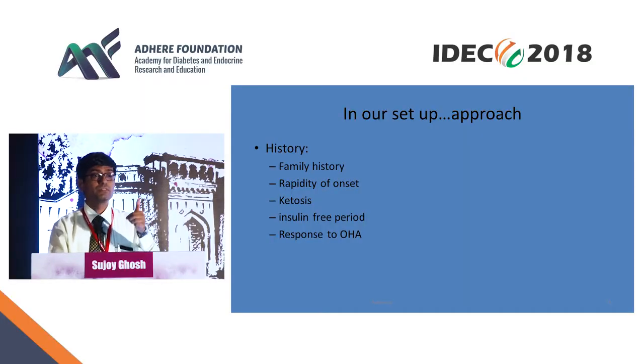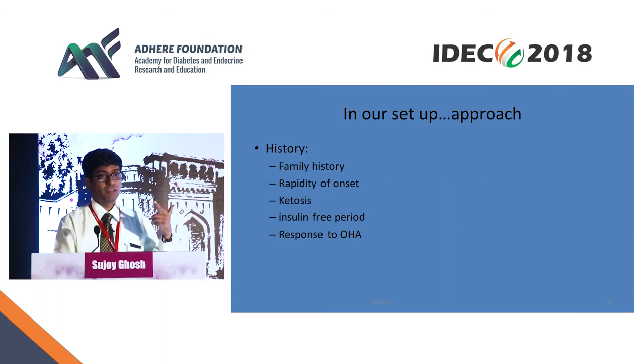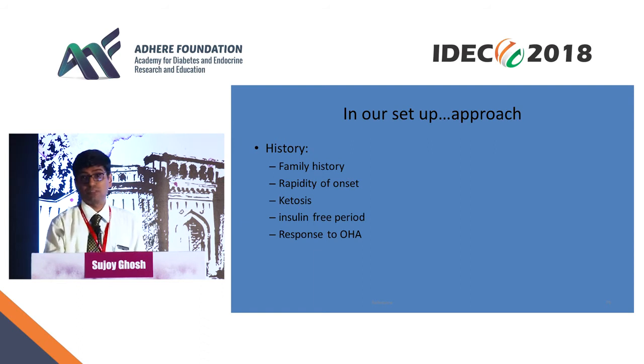So with all of those 6 cases in mind, when a child comes to you, what do you do in your day-to-day clinical practice in your basic setup? Of course, history is very important. The family history of type 2 diabetes is very important. Family history of MODY in successive generations is very important. The rapidity of onset is very important because it probably tells you the degree of insulinopenia and the likelihood of type 1 diabetes.